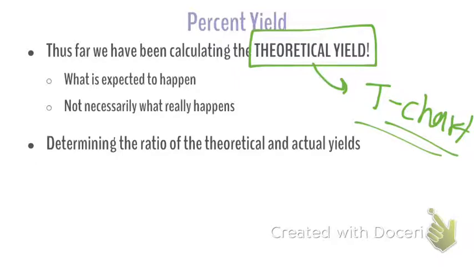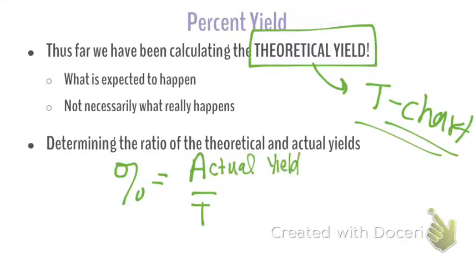Okay? So our equation for percent yield is this. We take the actual yield over the theoretical yield. Actual yield over the theoretical yield.